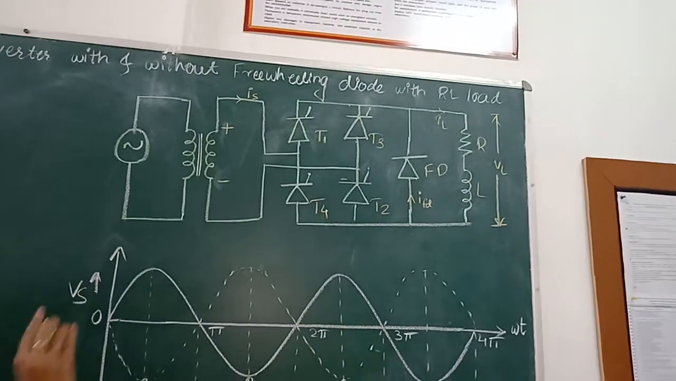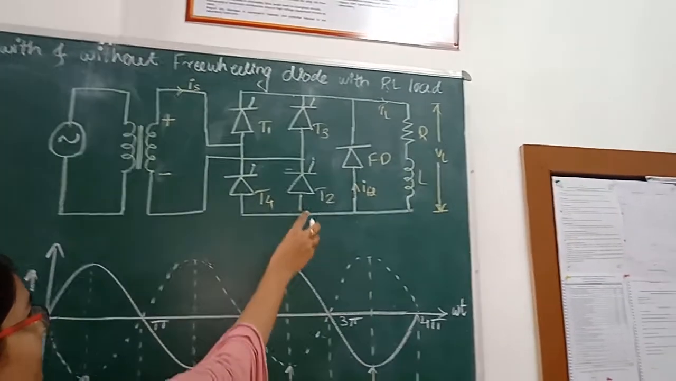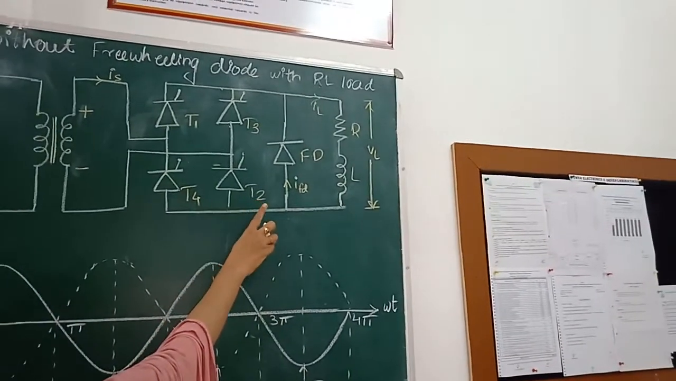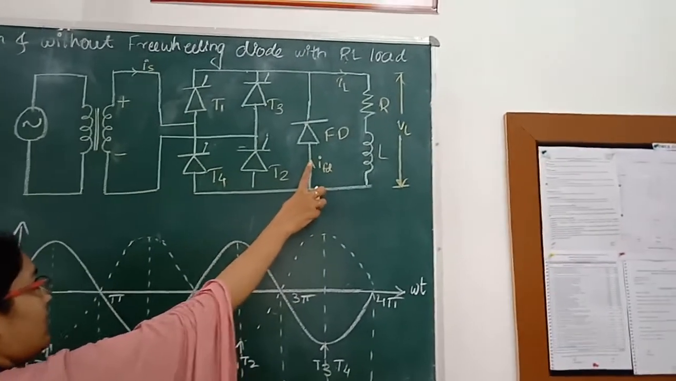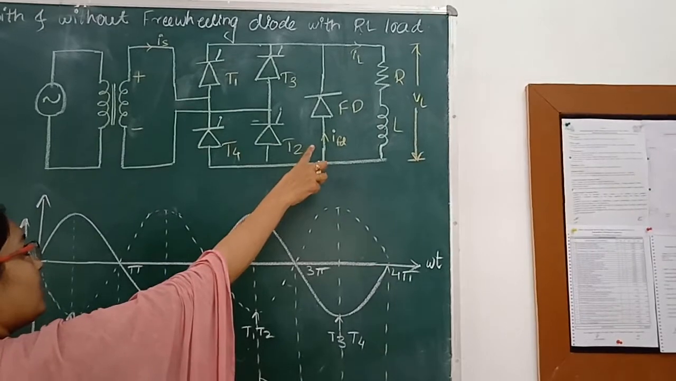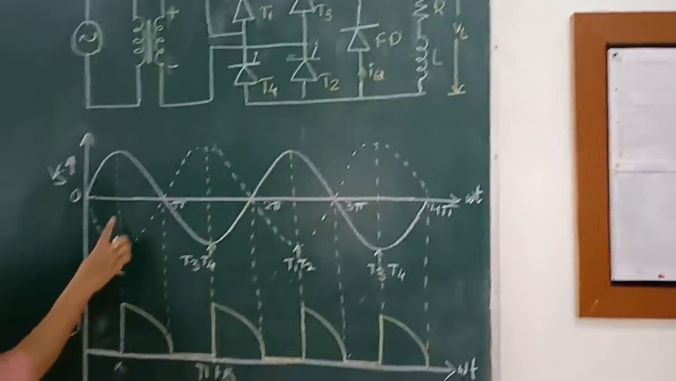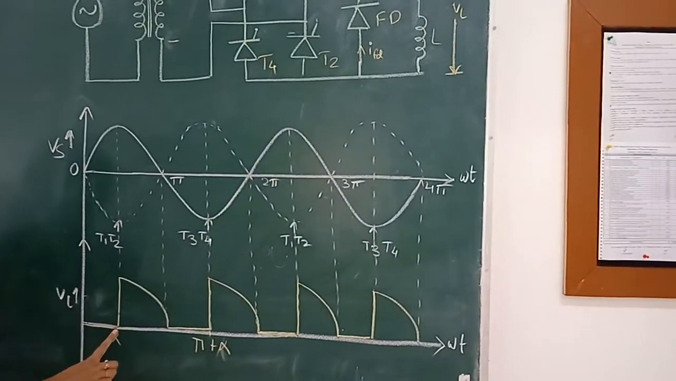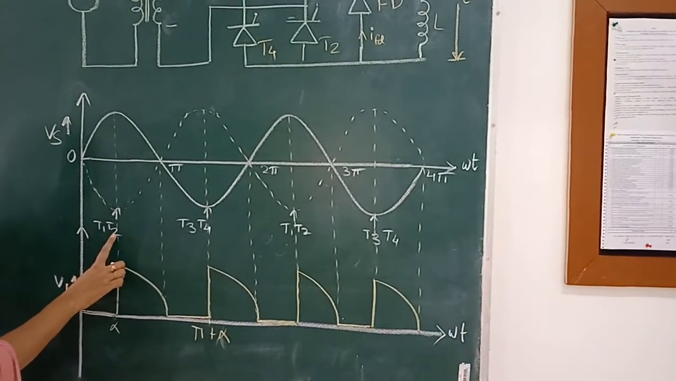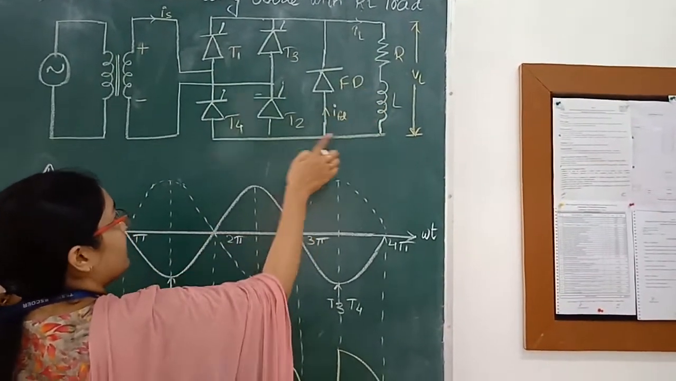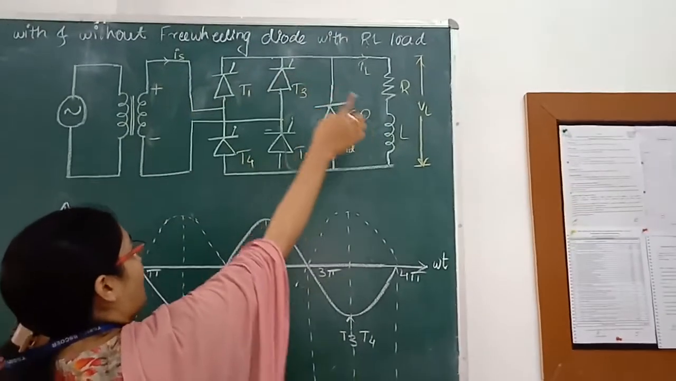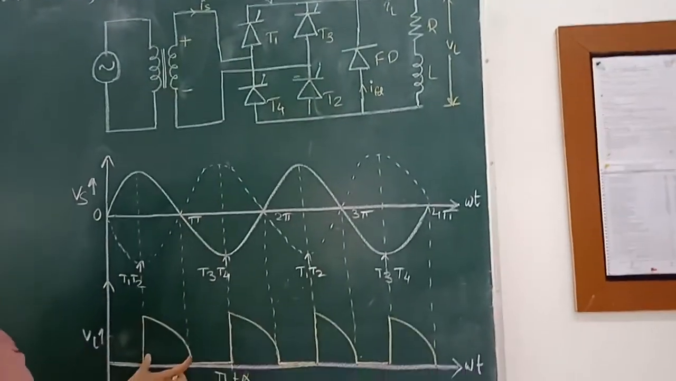Now in this figure, the only difference between the previous figure and this figure is that a freewheeling diode is connected across the load. With the help of this freewheeling diode, at alpha degree T1 and T2 are triggered. So the direction of current is again the same, T1, load, T2 and then back to supply. So the output voltage is equal to the supply voltage.